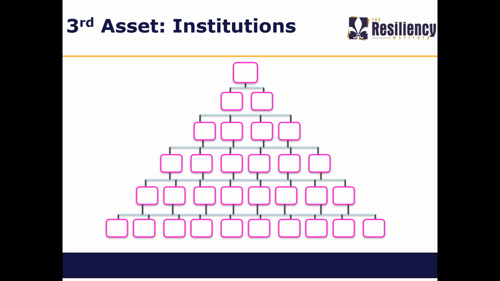Let's talk about the third asset, which is institutions. The main difference between this asset of institutions and the associations is you notice how these are clustered. What we see in this is that they're very hierarchical. I practiced that word.